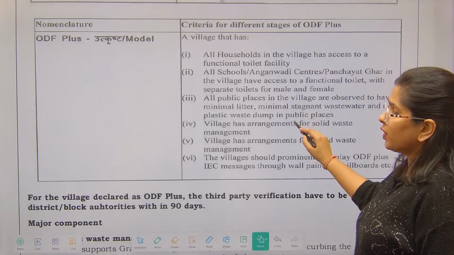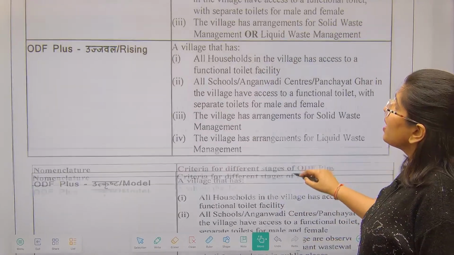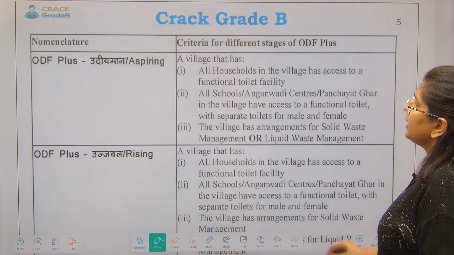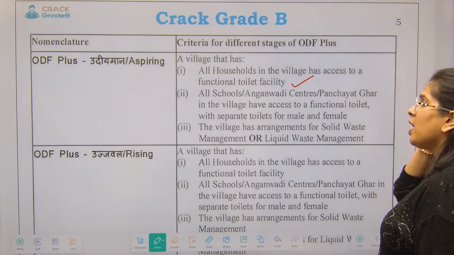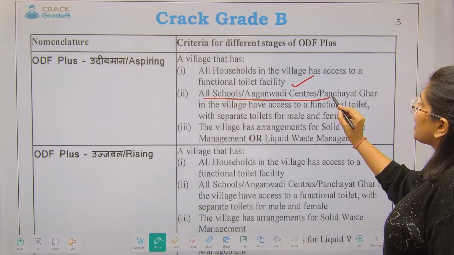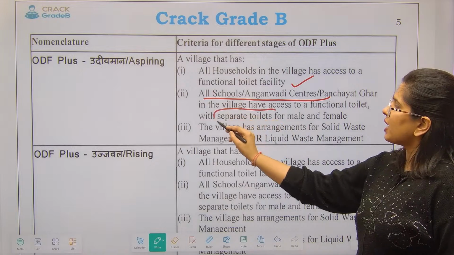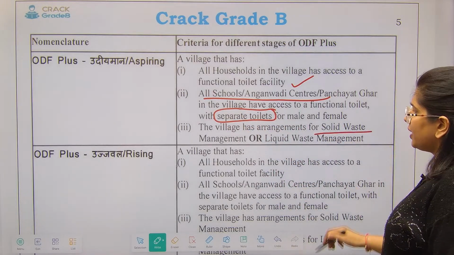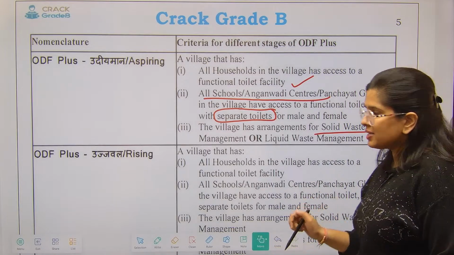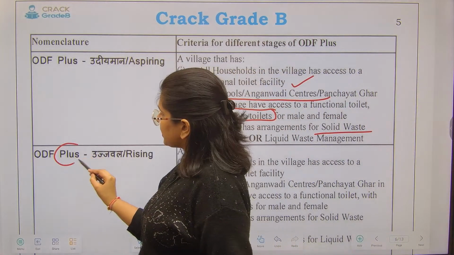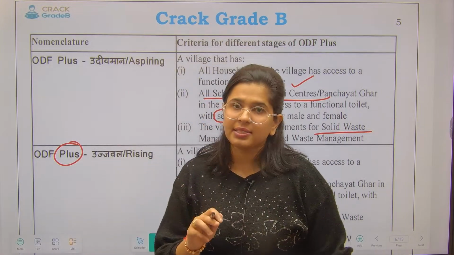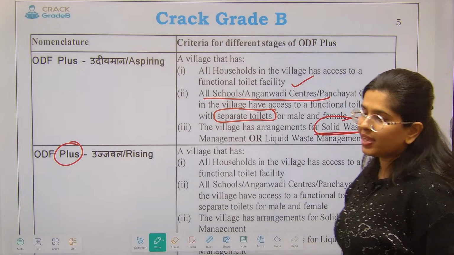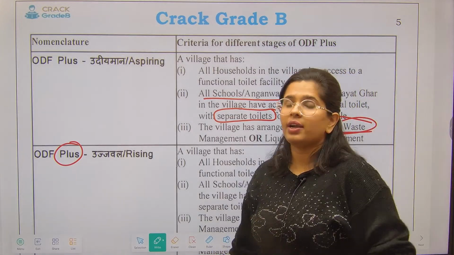So these are the systems that we are having. First of all, what is the aspiring category? In the aspiring category, a functional toilet should be there, right? All schools and Anganwadi centers as well as the Panchayat Ghars should have separate toilets for male and female. The village has an arrangement for solid or liquid waste management. So wherever plus is there, the plus depicts that you should be having solid and liquid waste management. Yes, you have constructed toilets, really good.